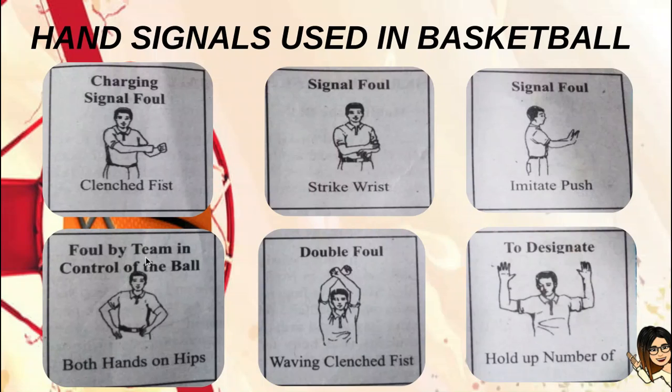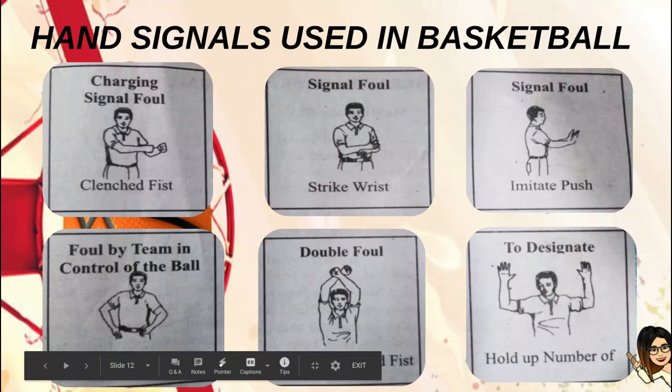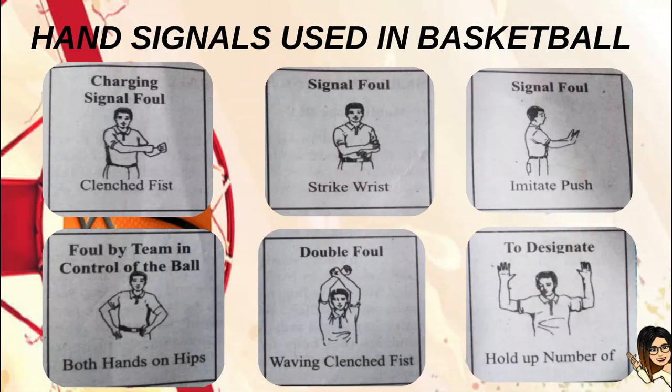Now, what if the foul is by the team in control of the ball? How are you going to do that? Both hands on hips. That's it. Very simple. Foul by team in control of the ball, both hands on hips. But what if it is a double foul? All you have to do is wave a clenched fist. So you cross your arms on top, just like in the picture.